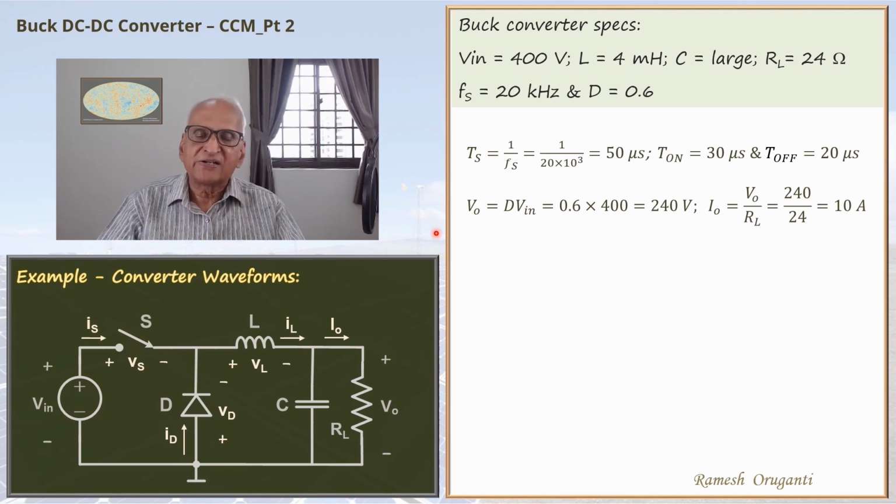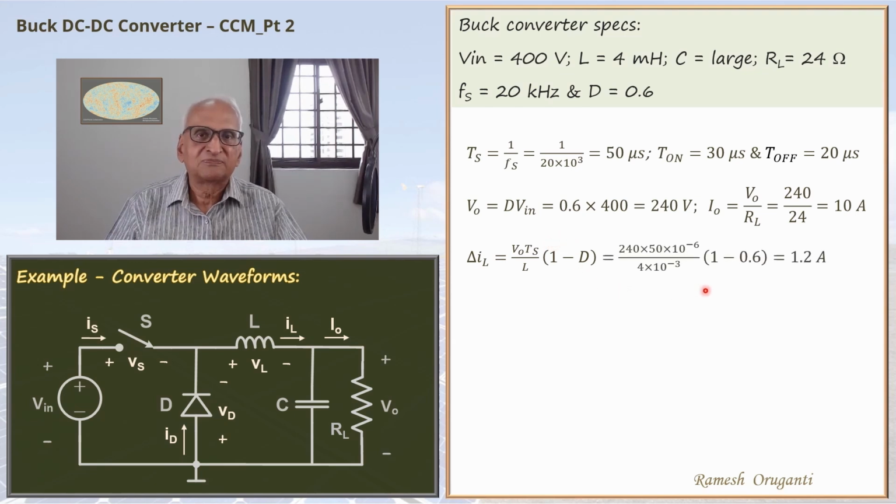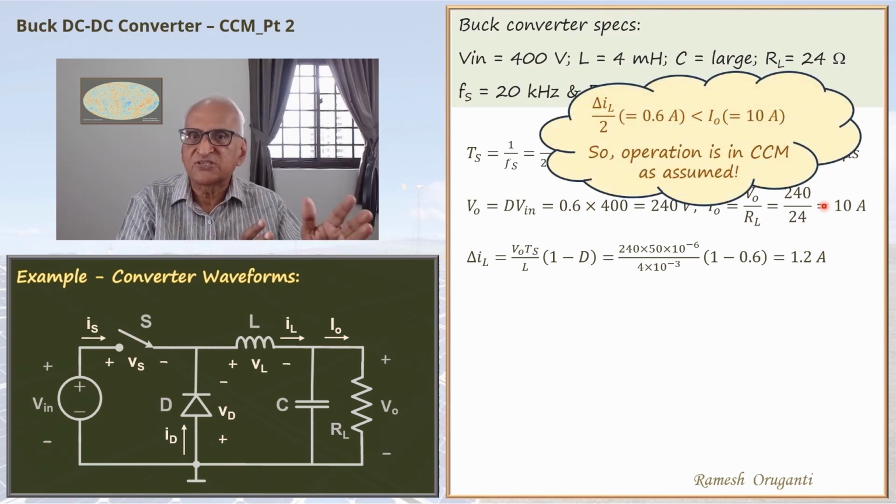We can calculate delta IL, the peak to peak ripple current, as V0 times Ts divided by L, times 1 minus D. Plug in all the values, you will get 1.2 amperes. When you know that the peak to peak ripple current is 1.2 amperes and the load current is 10 amperes, you know that what you have assumed, that it was operating in CCM, is correct. Because delta IL by 2 is 1.2 by 2, 0.6 amperes, that is less than 10 amperes. As long as delta IL by 2 is less than 10 amperes, we are in CCM.